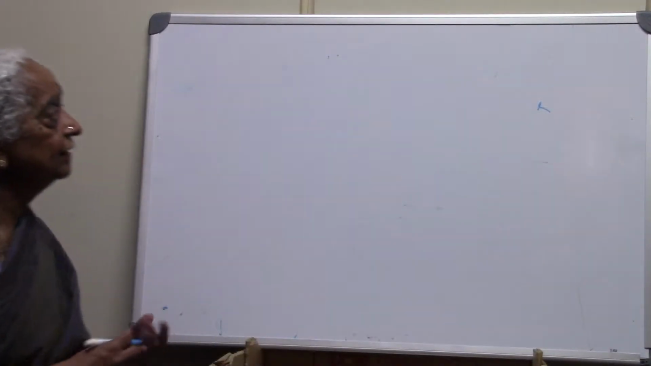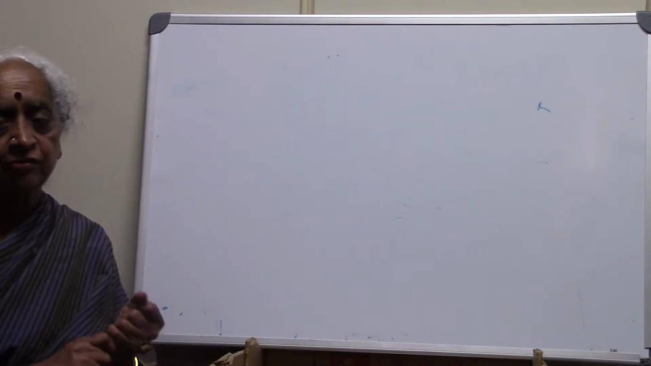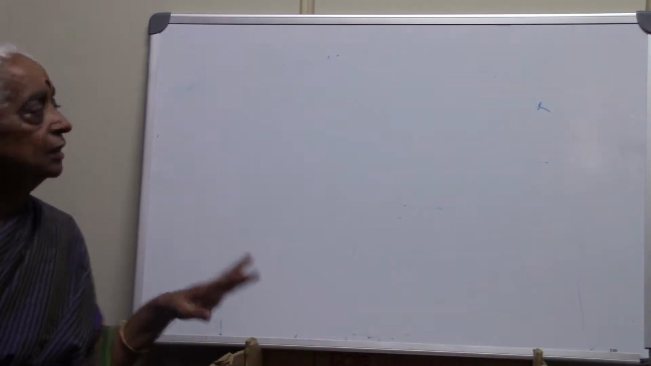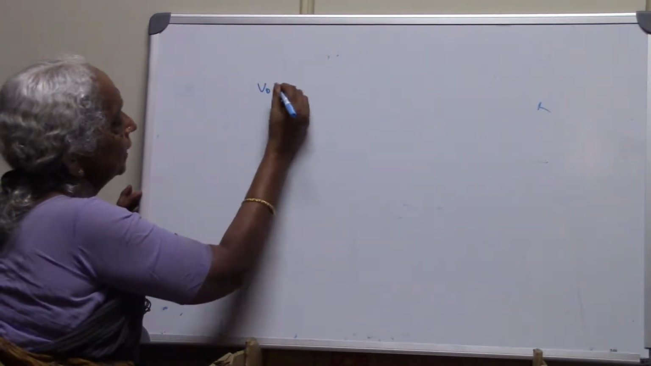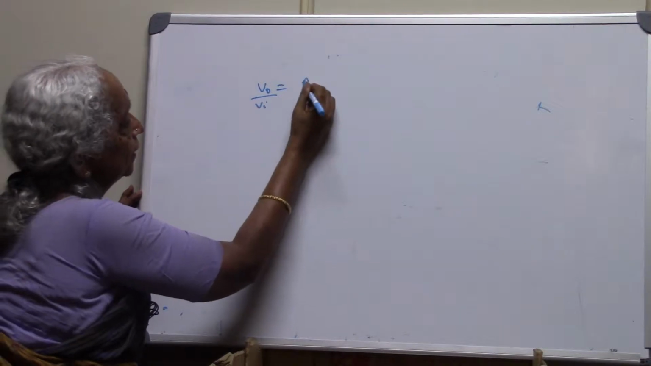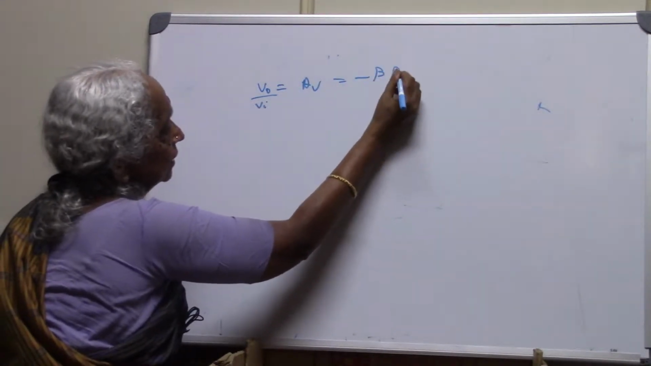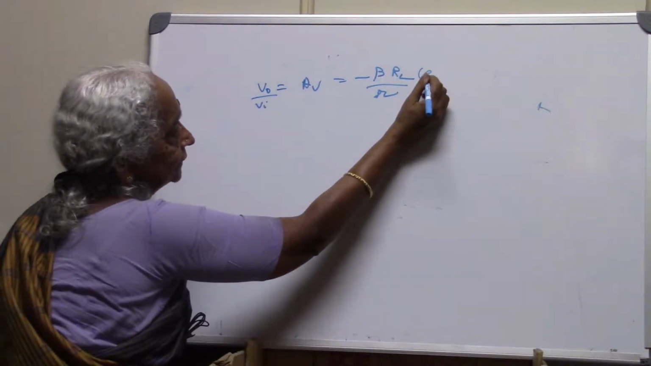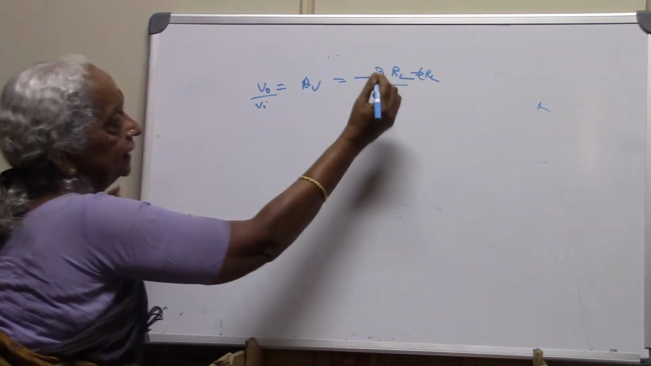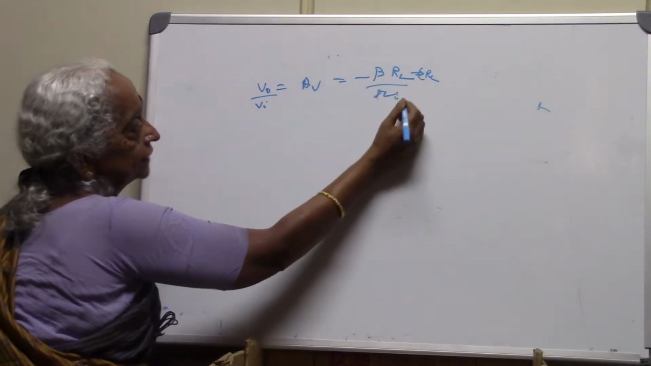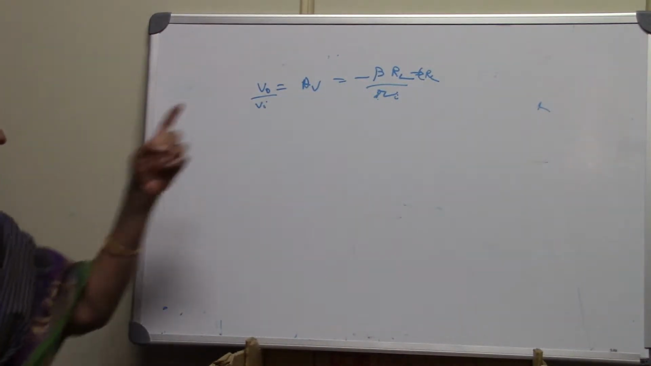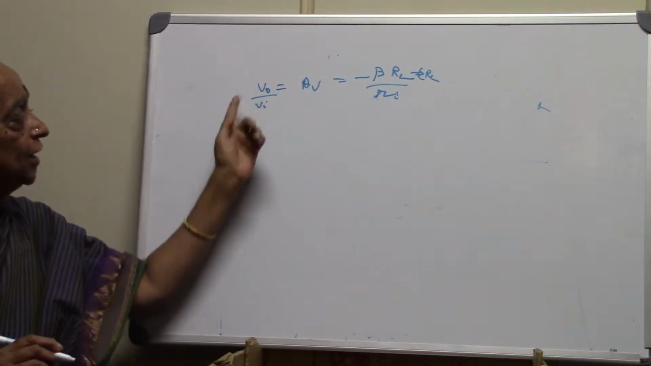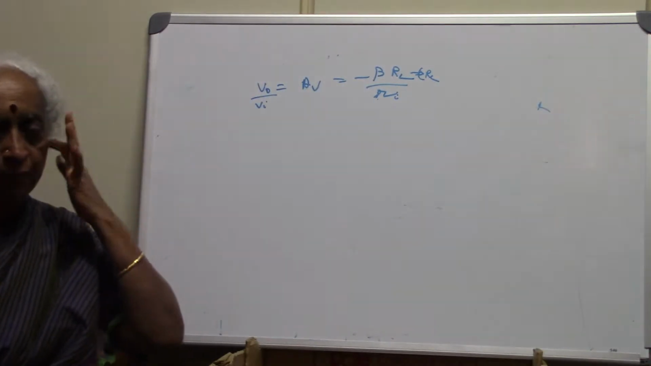We have already seen the circuit corresponding to the transistor as an amplifier, and we have worked out the mathematical expression that the voltage amplification VO by VI is equal to minus beta times RL by r, where RL is RC and r is the input impedance. The negative sign shows that the output will be out of phase with the input by a factor of pi.